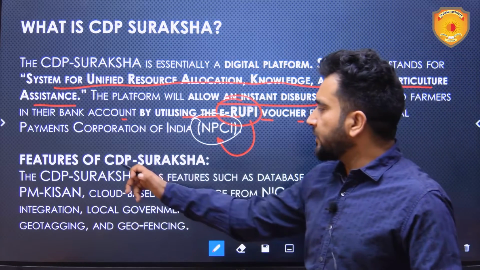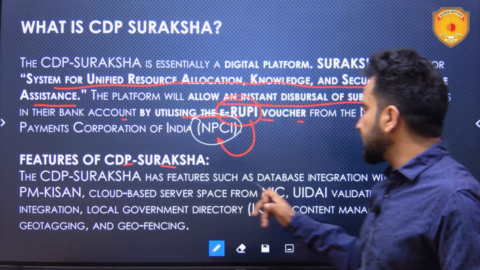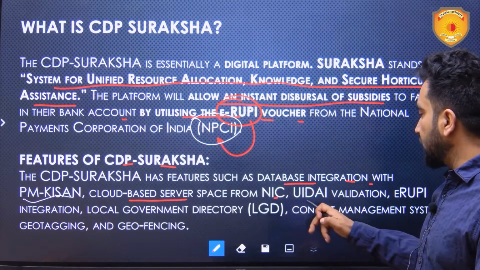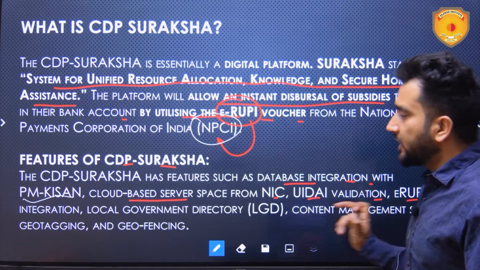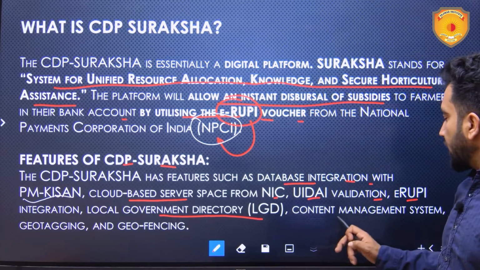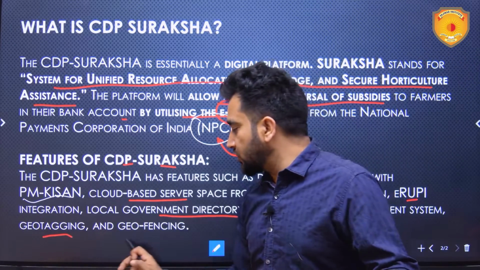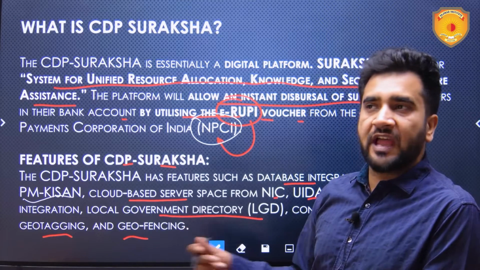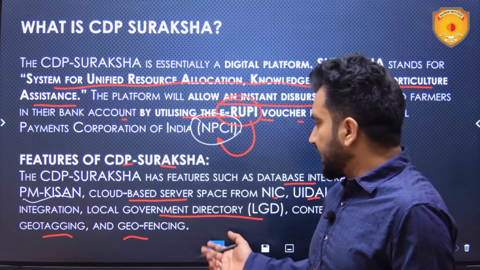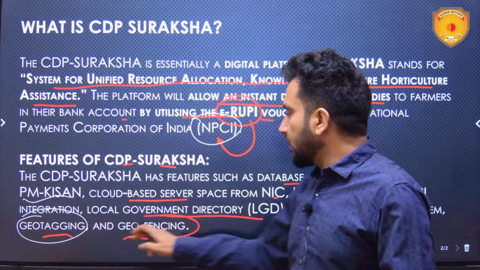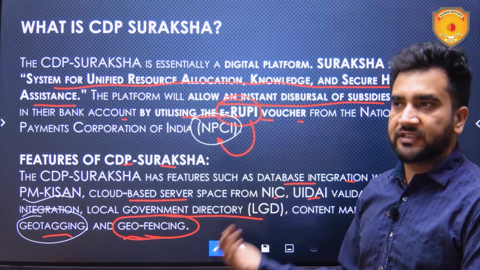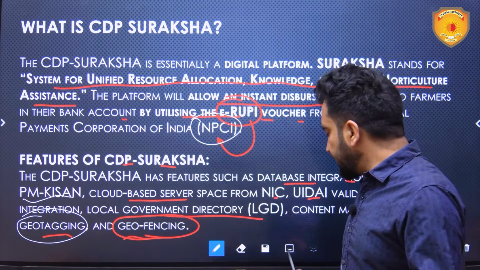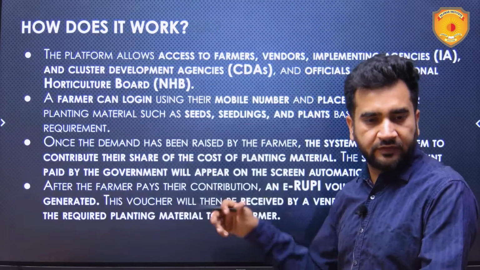Now, what are the features of CDP-SURAKSHA? It has features such as database integration with PM Kisan, cloud-based server space from NIC, UIDAI validation, e-rupee integration, local government directory, content management system, geotagging, geofencing. All these features are there in CDP-SURAKSHA, and every feature has its utility. So we'll see, for example, geotagging and geofencing, what kind of utility these features have. Or like e-rupee integration, why this has been integrated in CDP-SURAKSHA. We will see to it shortly.